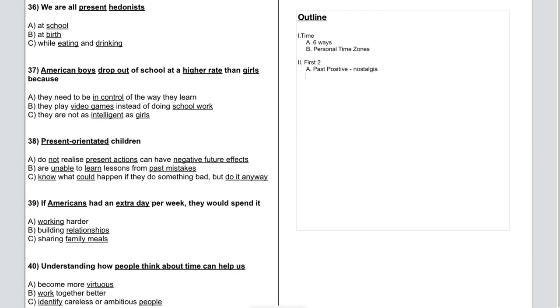People living in the past negative time zone are also absorbed by earlier times, but they focus on all the bad things: regrets, failures, poor decisions. They spend a lot of time thinking about how life could have been. Then, we have people who live in the present. Present hedonists are driven by pleasure and immediate sensation. Their life motto is to have a good time and avoid pain.